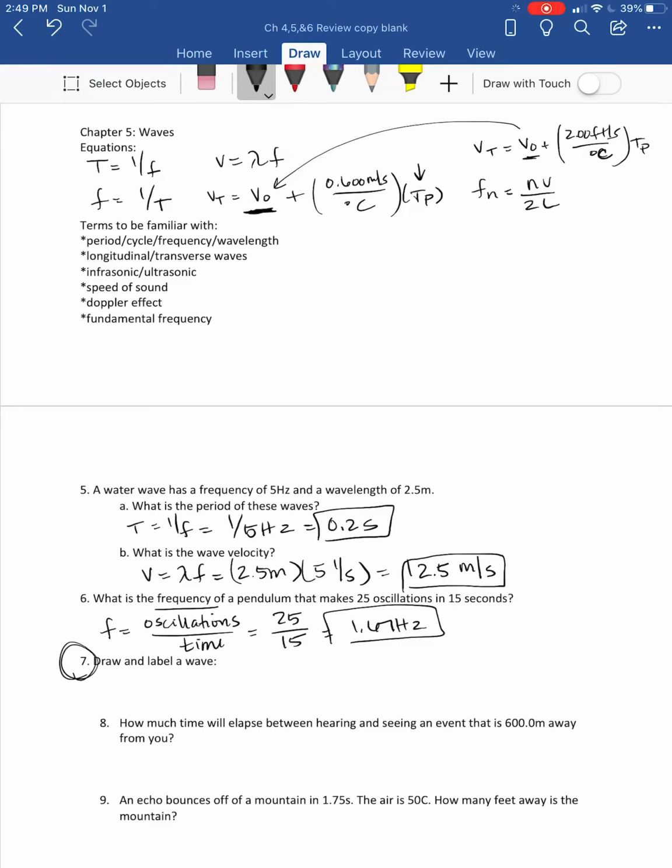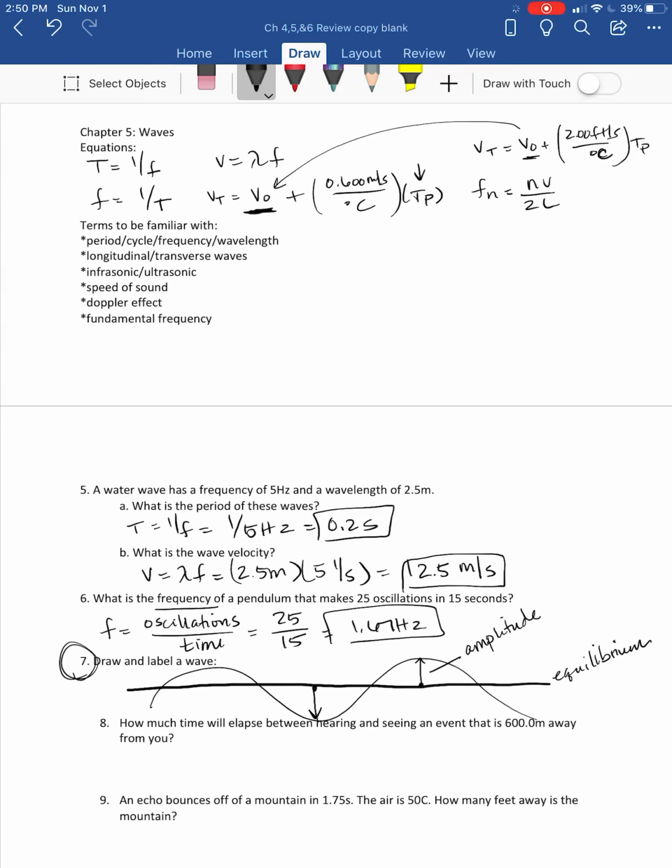Okay, so we stopped here on the draw and label a wave question, number 7. If you were to do this, draw just a wave and then know that there's a middle line right here. This is the equilibrium. From the equilibrium to the tallest point or the lowest point, either way, this is known as the amplitude.